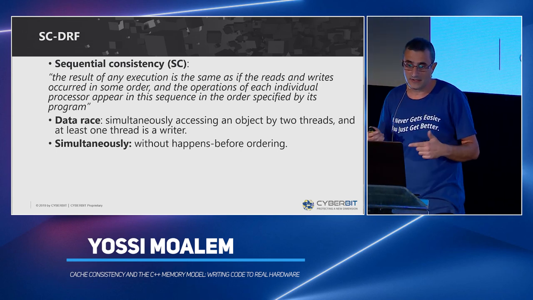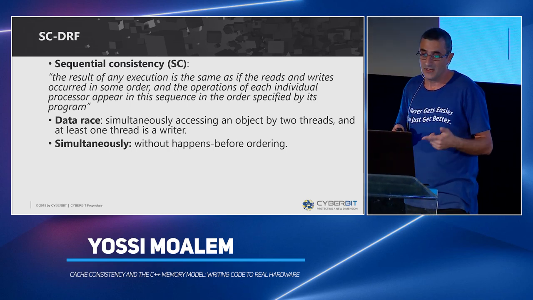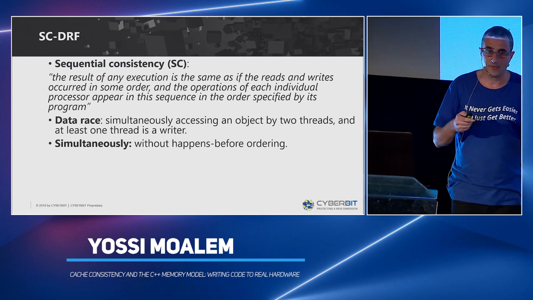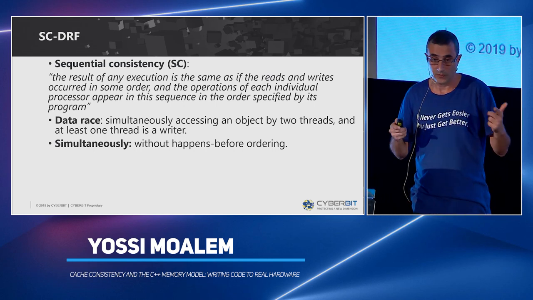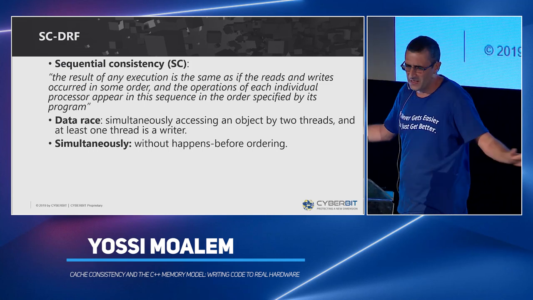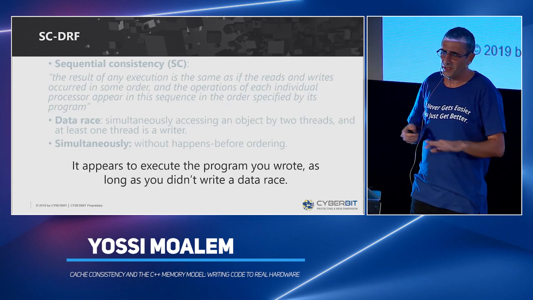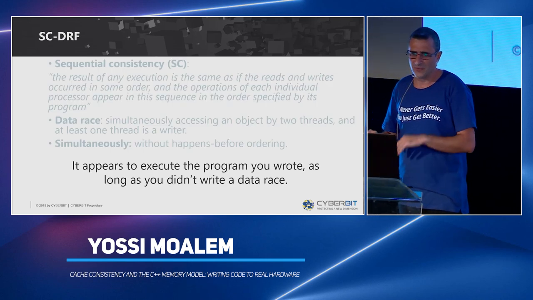Data race means simultaneously accessing an object by two threads and at least one of them is a writer. Simultaneously means without happens before relations. And we'll talk a bit about it a bit before. Now, I said many words. I'm sure no one understood a thing of what I just said. So let's just play in English.